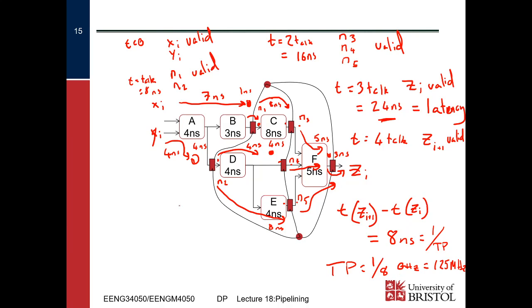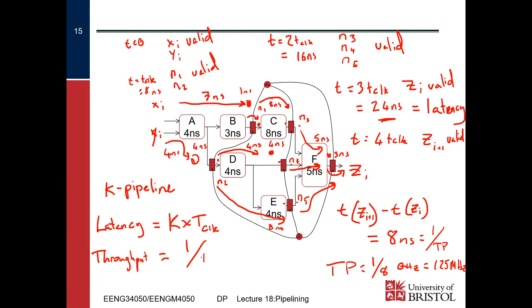Yeah, right. But in general, the easiest to remember is that for a K stage pipeline, latency equals K times TCLK, and our throughput equals 1 over TCLK, right? And that's that. Any other questions?